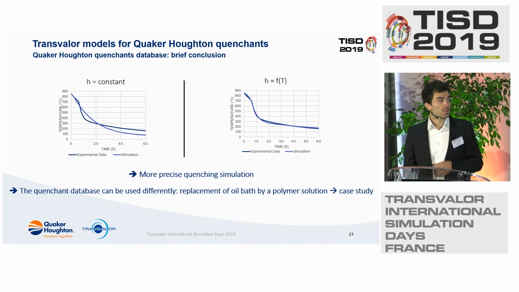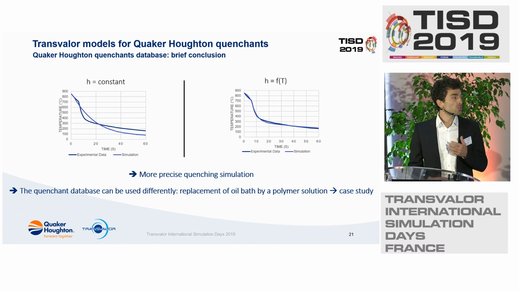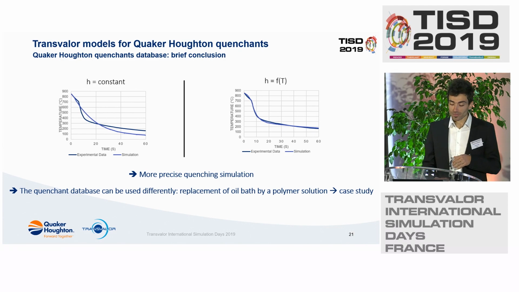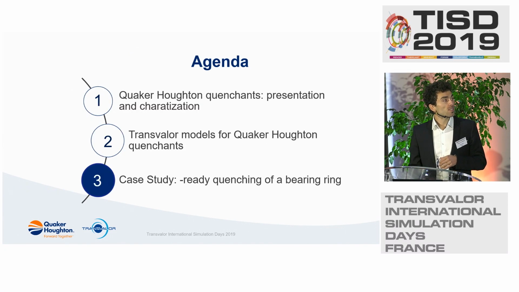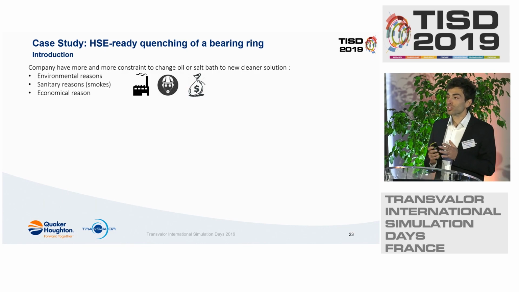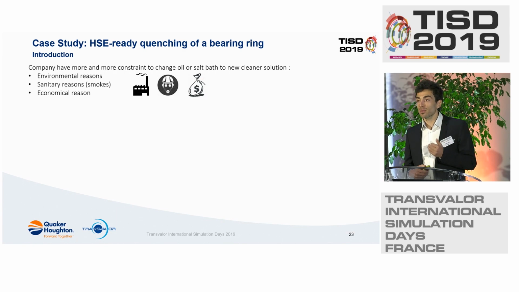And one other aspect that we want to detail here is that maybe you can use this quenching database differently in order to adjust your quenching processes. For example, replace oil bath by a polymer solution. So that's what we will discuss in the case study. So, okay. So the idea here is to show you an original yet very practical way to use this database. So here a brief introduction.